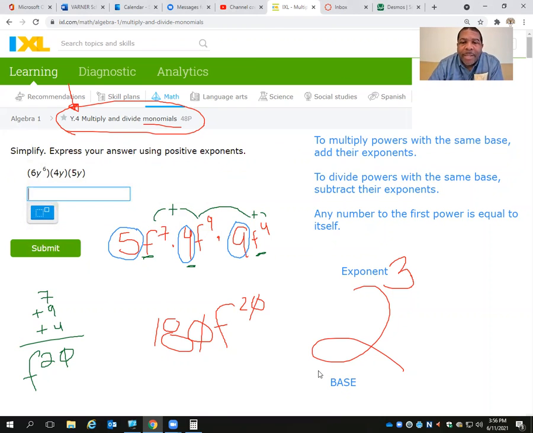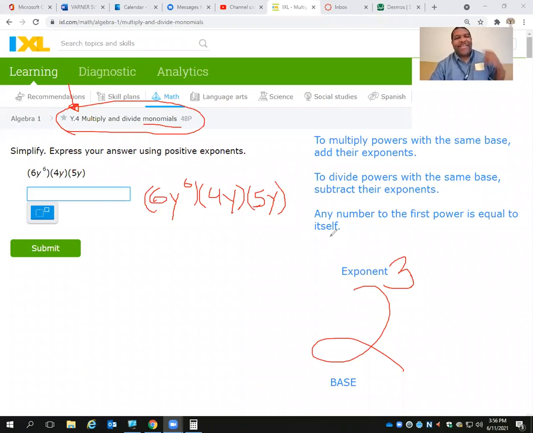Okay, let's take a moment and do the next. So this one says 6y to the 6th power times 4y times 5y. Now look, if you see a y by itself, there's really a 1 exponent there. It's kind of hidden. You won't see it, but you know it's there. So just keep in mind that there's really a 1 there. So just so you can remember, we're going to go ahead and put a 1 here, all right?